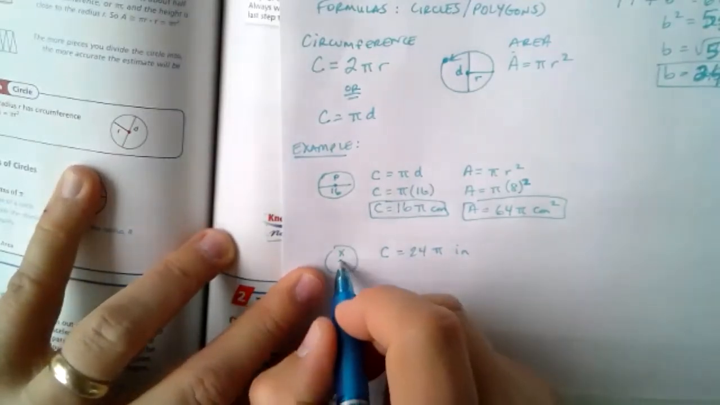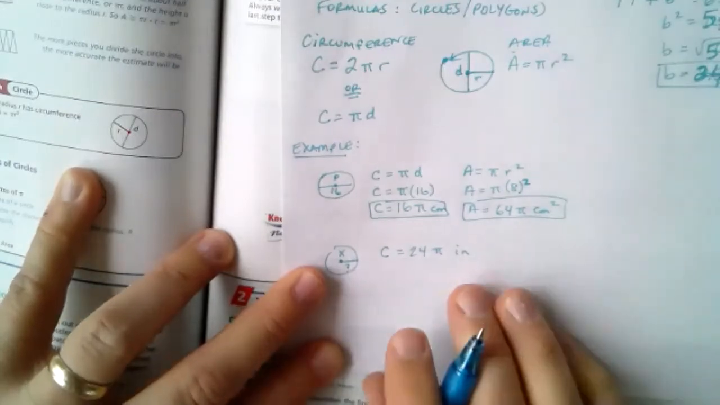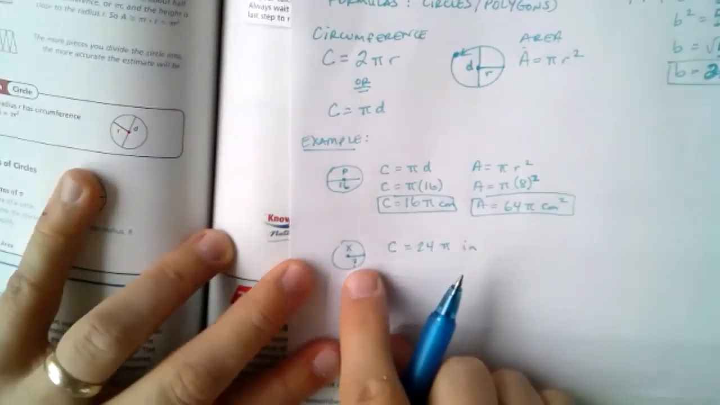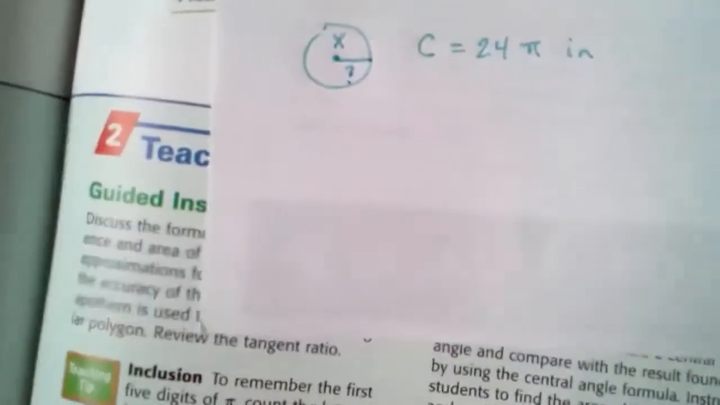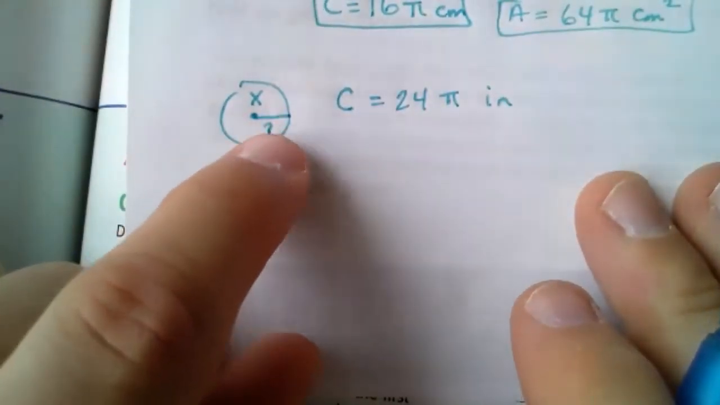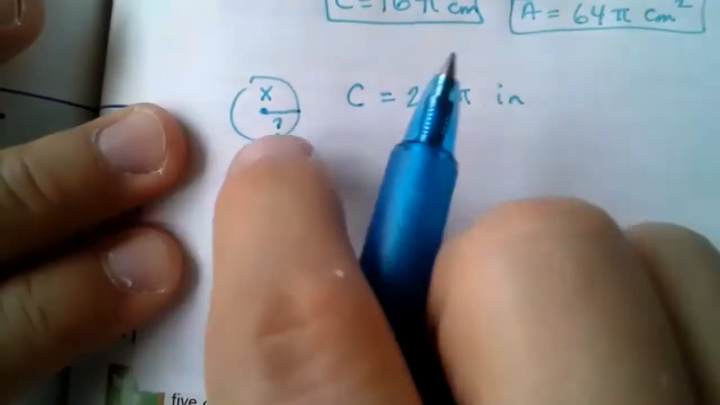So what do we want to find? We want to find this radius right there, that little question mark right there. I'm going to zoom in on it so you can see what I'm doing, okay? So we want to find this question mark, that's the radius of that circle. So how do I do that?